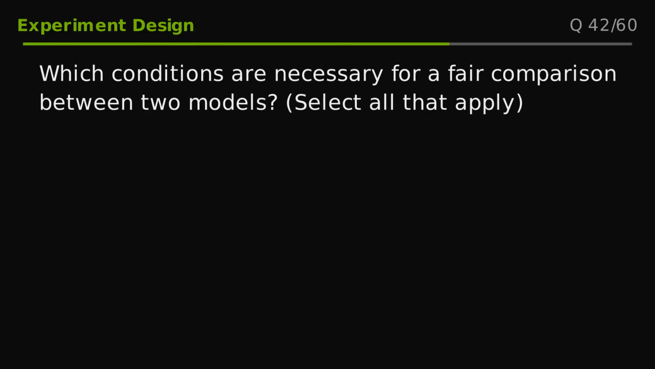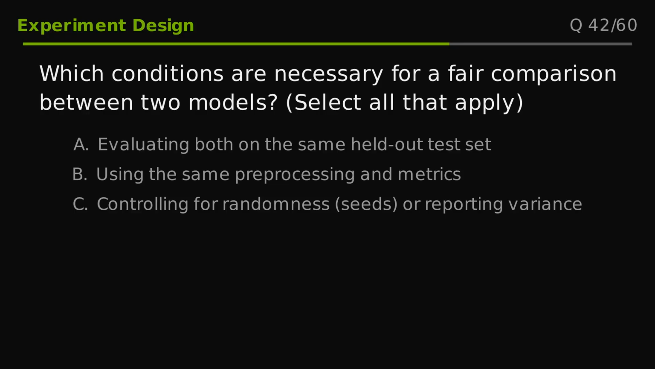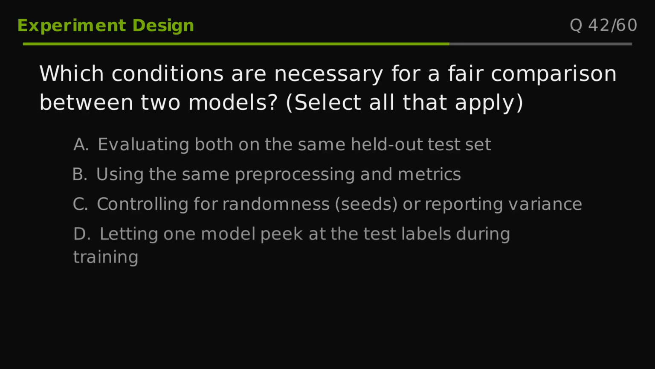Question 42. Which conditions are necessary for a fair comparison between two models? Select all that apply. Option A, evaluating both on the same held-out test set. Option B, using the same preprocessing and metrics. Option C, controlling for randomness, seeds, or reporting variance. Option D, letting one model peek at the test labels during training.